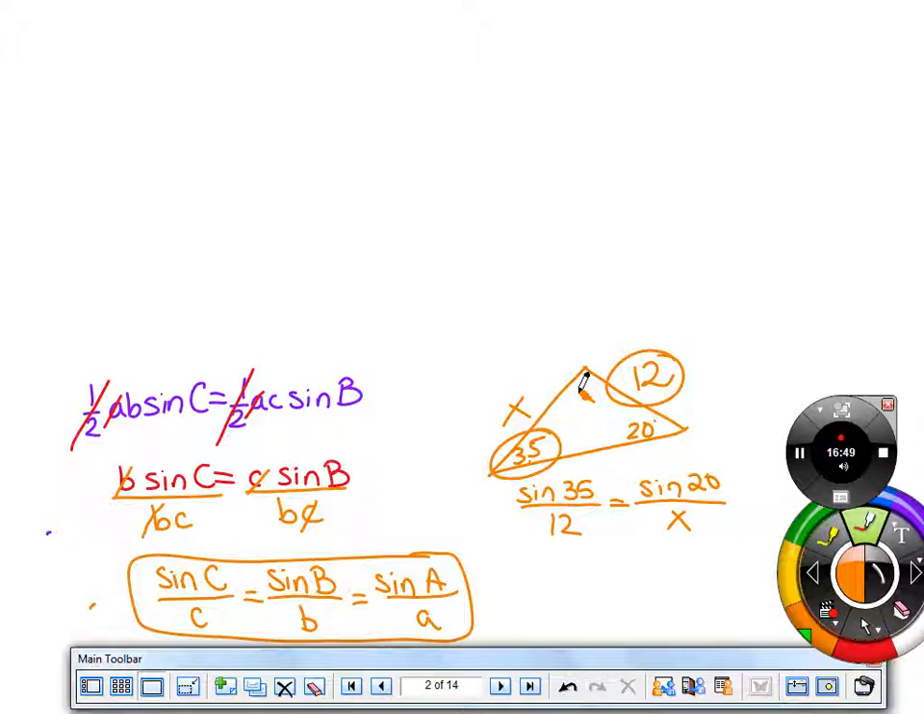Remember, this is something we can calculate on the calculator. So you would find the sine of 35 using the calculator. Does that make sense? Okay. All right, is this okay?